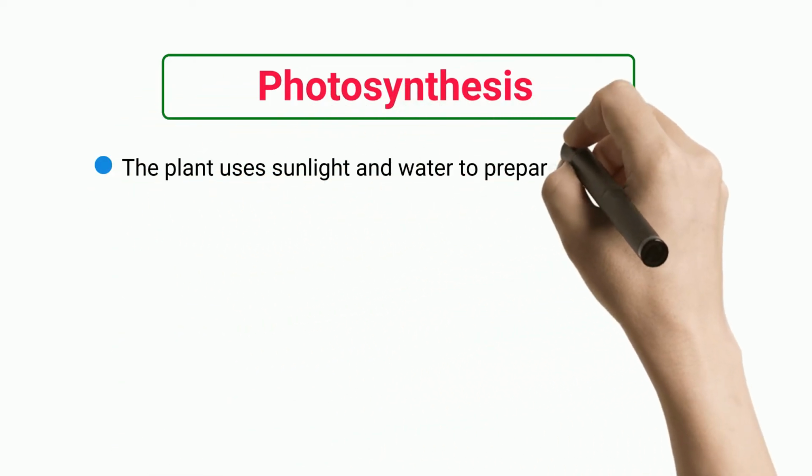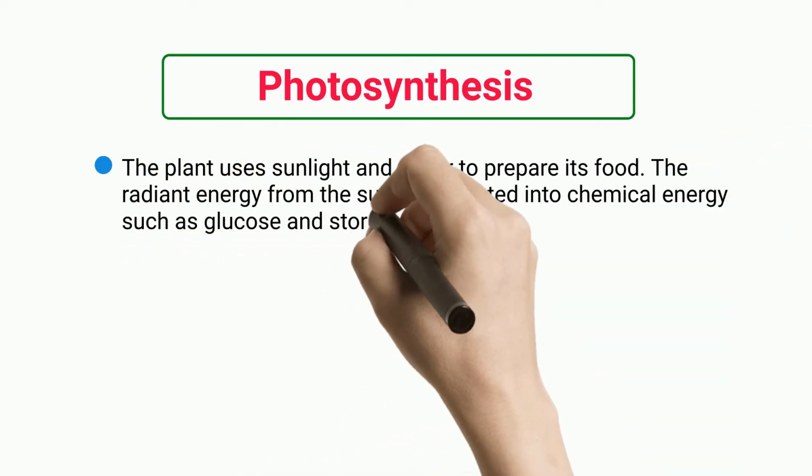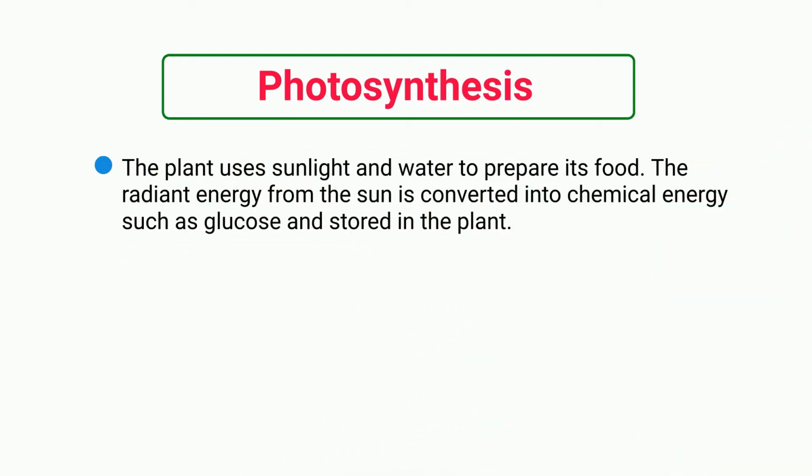Photosynthesis. The plant uses sunlight and water to prepare its food. The radiant energy from the sun is converted into chemical energy such as glucose and stored in the plant.